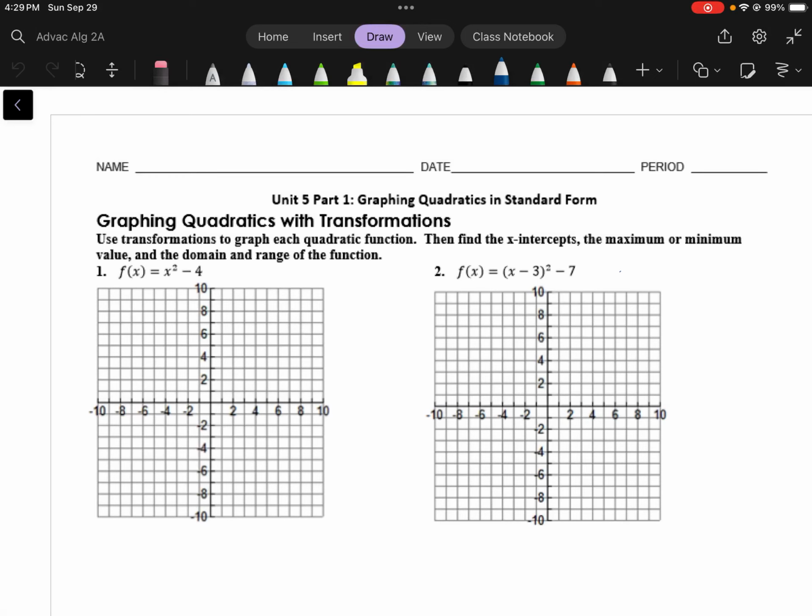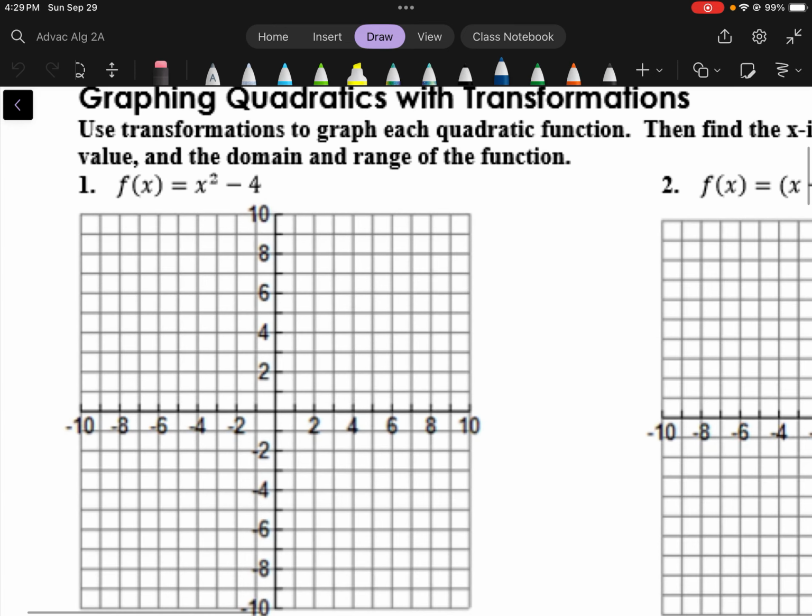All right, so today we're starting off the unit with graphing quadratics with transformations. If you remember back to a few units ago, we talked a little bit about quadratics and how they make parabolas. And so we end up having this parent function graph, and remember that they are symmetrical. And so now we're taking those parent graphs and we're applying transformations to them.